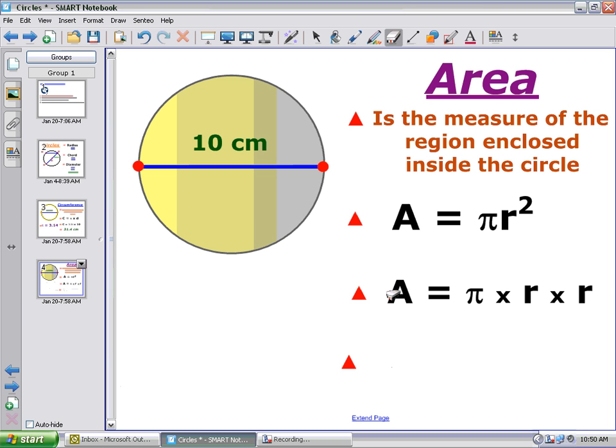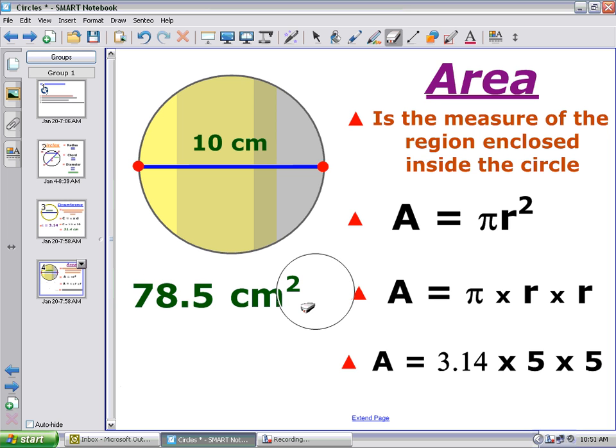If you look at my model, I don't have the radius. I have the diameter, which is 10 centimeters. Remember, the radius is always half of your diameter. So now, if my diameter is 10, that means that my radius is going to be 5. And now I take these values and I plug them into the calculator the same way I see them in the formula. So now, 3.14 times 5 times 5 gives me my answer, which is 78.5 centimeters squared.